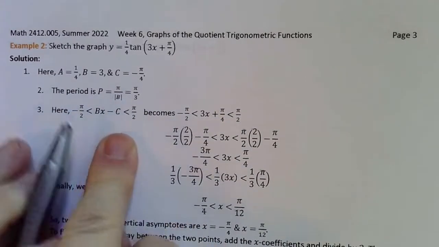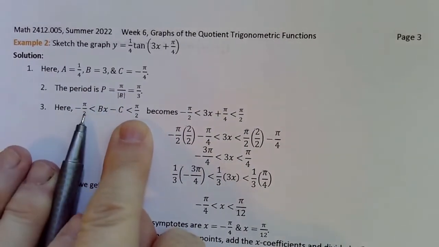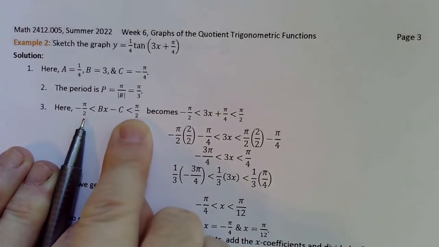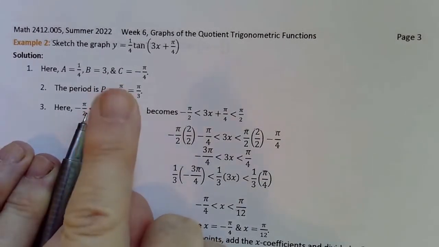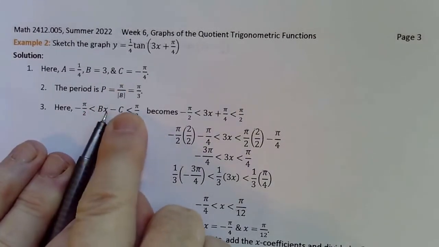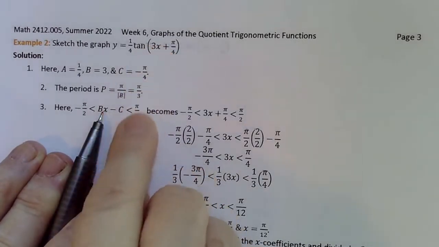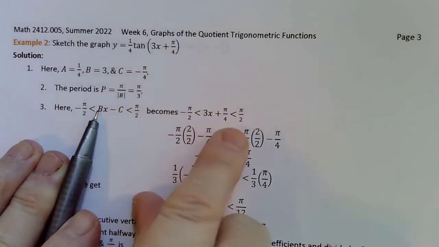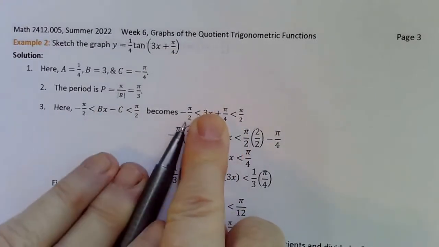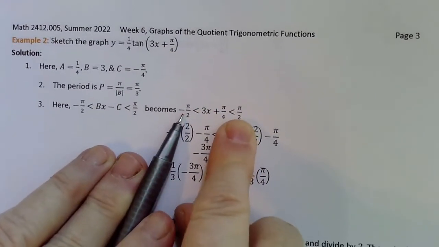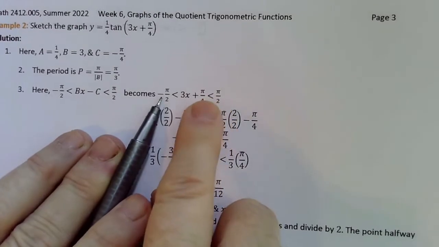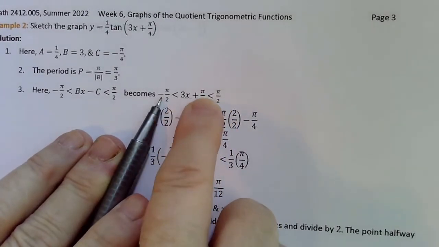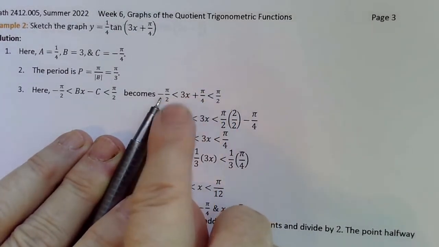And we're taking the standard tangent vertical asymptotes at negative pi over 2 and pi over 2, and we're plopping down the argument in the middle. So this time we're going to put 3x plus pi over 4 in the middle between negative pi over 2 and pi over 2. To begin to get x alone, I need to subtract pi over 4 from every side.